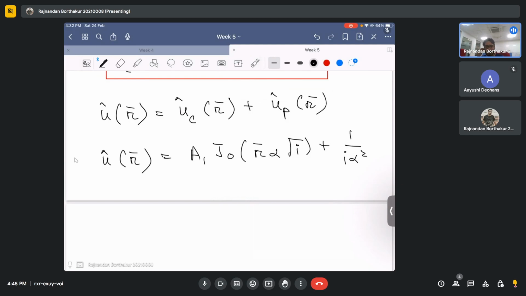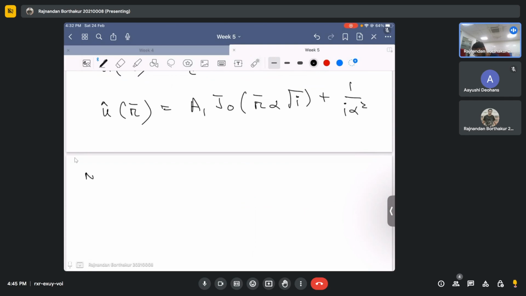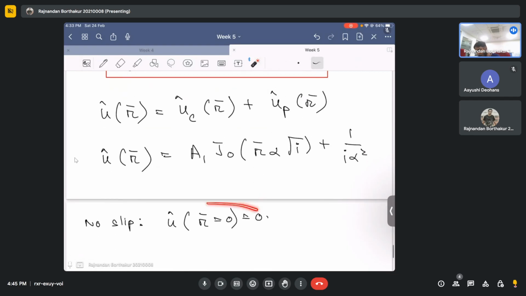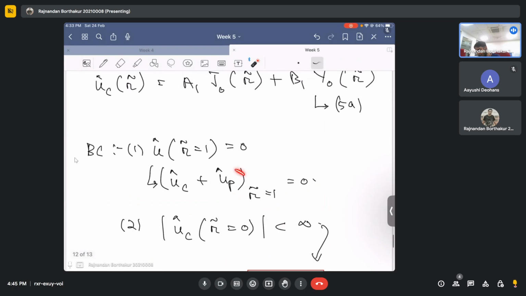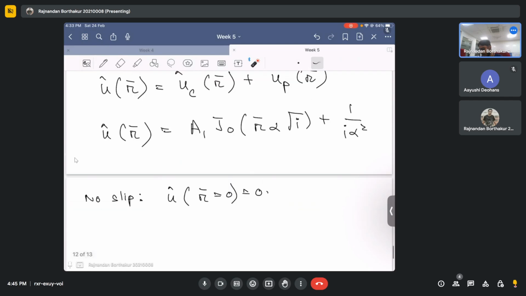Now we will apply the second boundary condition, that is the no slip boundary condition. The no slip condition says that u hat at r bar equal to 0 is 0. See, you cannot apply this to the complementary function, because this is the boundary condition of the entire solution, right? You cannot simplify this to the boundary condition of the complementary function, saying that uc at r bar equal to 0 is 0. This is not possible because the entire solution is a summation of the complementary function and the particular integral. That's why we first summed up the solution and then applied the no slip boundary condition.